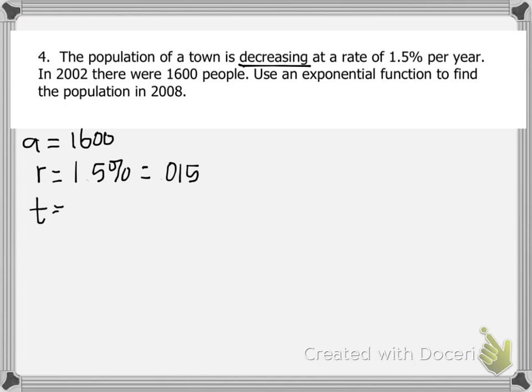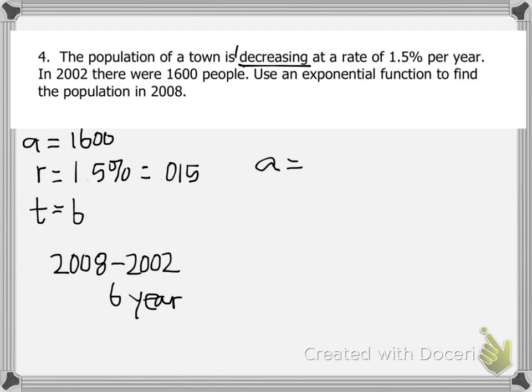So my time, okay, my starting point is year 2002, so I'm going to say 2008 minus 2002. That's going to be 6 years, right? There's a 6 year difference right there. Okay, so I'm decreasing, so that means inside my formula I need to have that minus. So it's going to be 1,600 times 1 minus 0.015, and that's going to be raised to the 6th power.